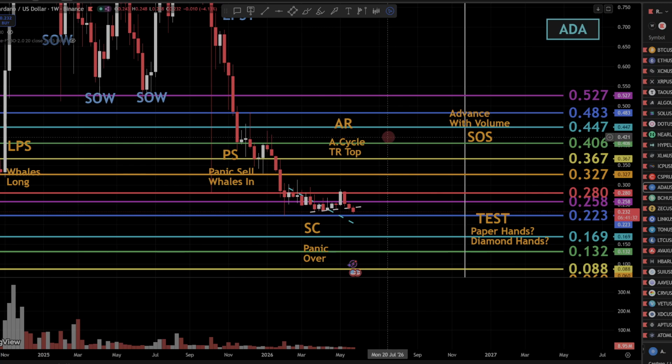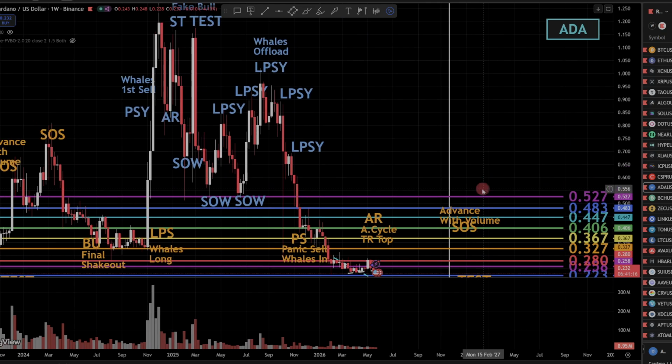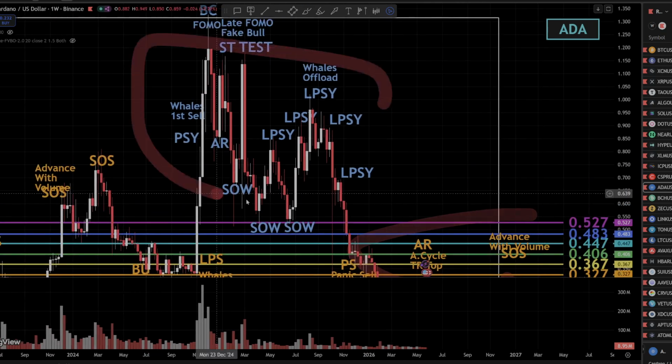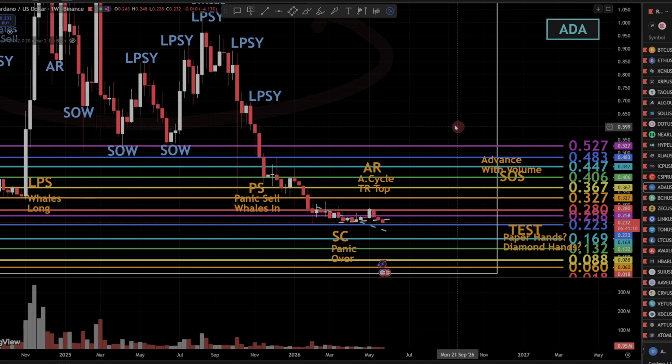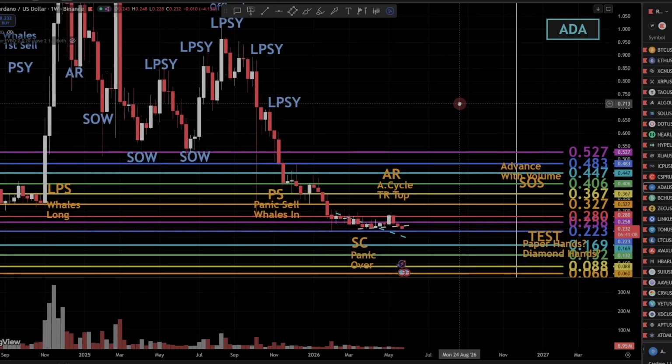Right, in this video, we're going to look into Cardano. The orange text are the accumulation cycle stages. The blue text are the distribution cycle stages of the Wyckoff method. We'll come back to this picture in a minute.